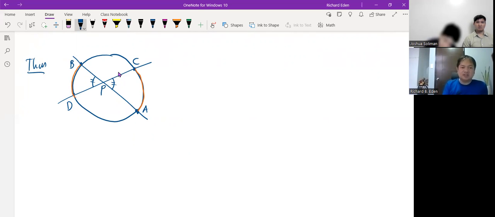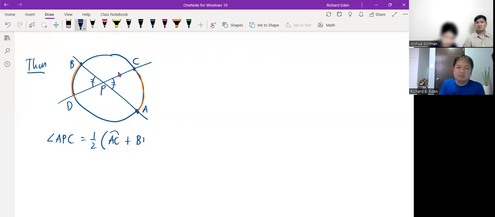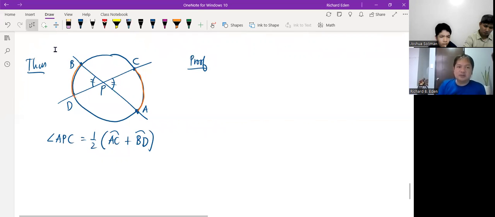Have you encountered this theorem before? Angle APC can be written in terms of the two orange arcs, AC and BD. It's half the measure of arcs AC and BD added together. I think so, but I don't remember it. All right, okay. So let's prove quickly why this is true. Okay, the proof would be as follows.